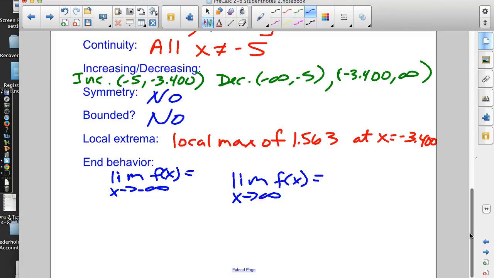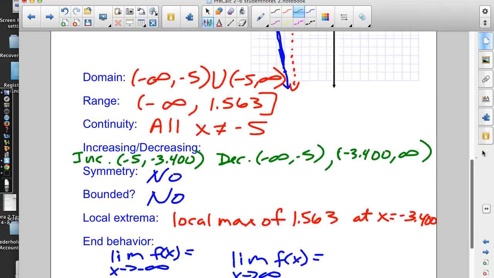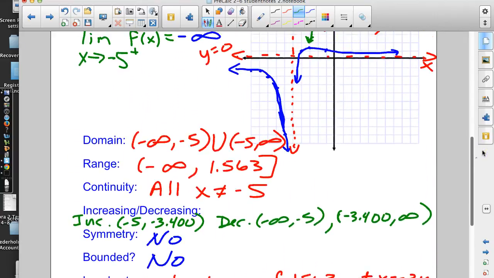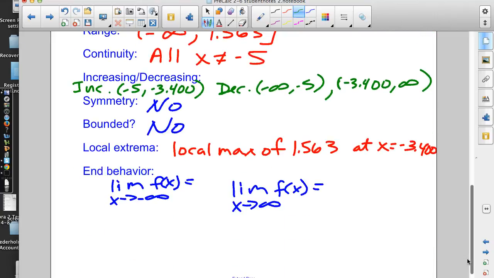Well, if we go to the left forever, where's this going? 0. Infinity or 0? As we go to the left forever, it's supposed to approach that asymptote. So that's going to be 0. How about as we go to the right forever? It is 0, kind of in a weird way though. We're not used to it coming back around and doing that.